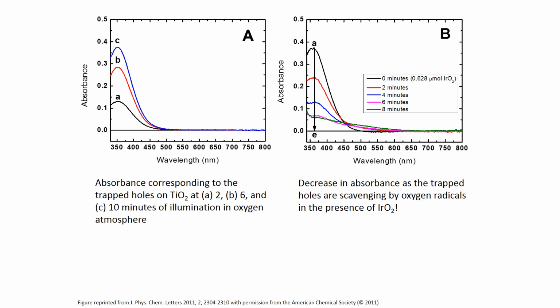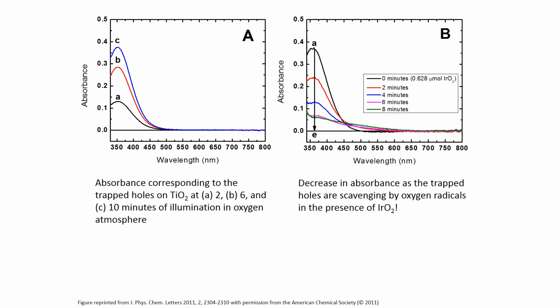On this slide, you can see in the figure on the left traces A, B, and C that correspond to 2, 6, and 10 minutes of illumination of the TiO2 colloidal suspension in acetic acid and ethanol. In the figure on the right, figure B, you can see what happens when iridium dioxide is added and the solution is irradiated yet again.